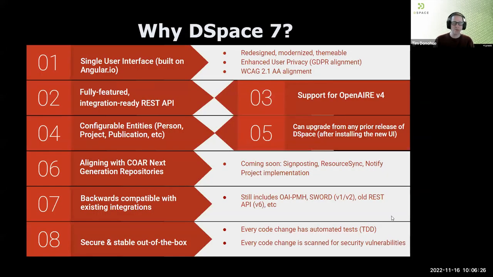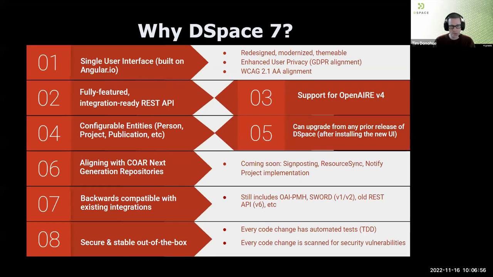There we are. So we have the top 8 reasons to upgrade to DSpace 7. Most of these, if you've looked at DSpace 7 so far, might be somewhat familiar to you. We have a brand new user interface that has enhanced privacy and aligns with best practices for accessibility. A REST API that has every single feature of DSpace. Support for best practices like OpenAIRE 4, as well as the COAR Next Generation Repositories.